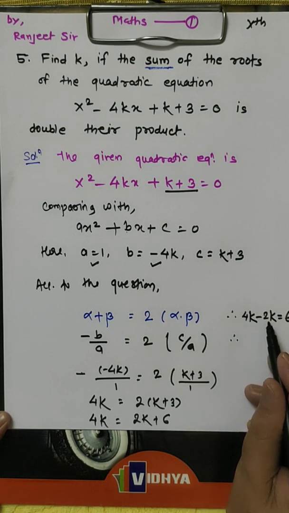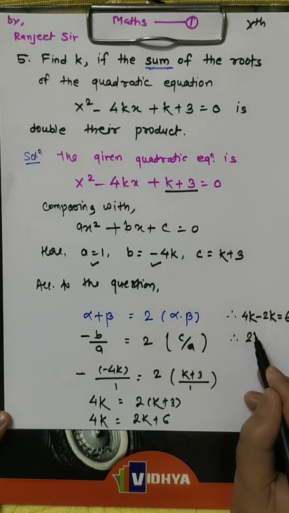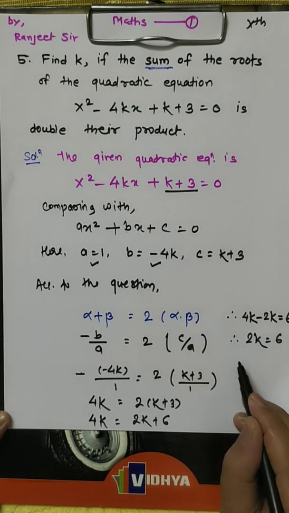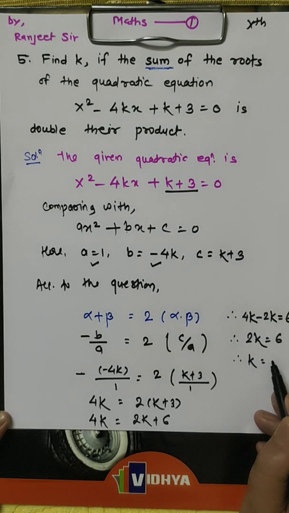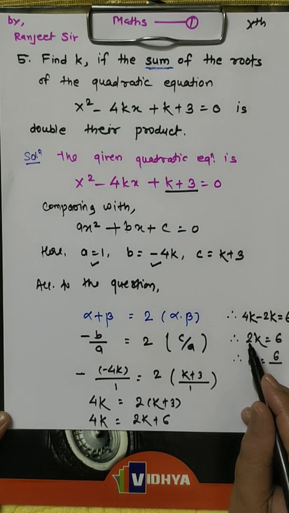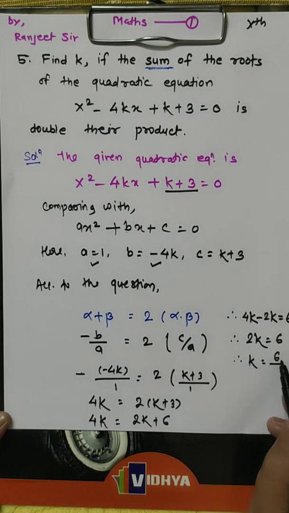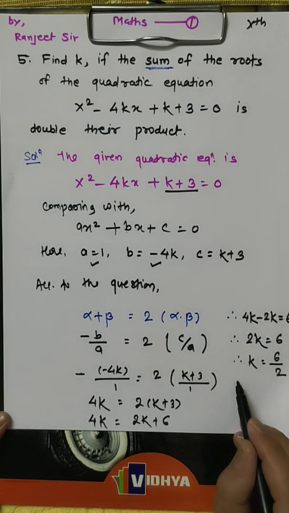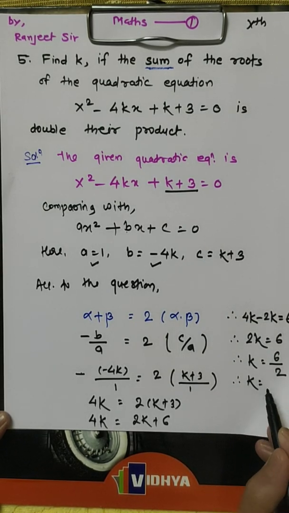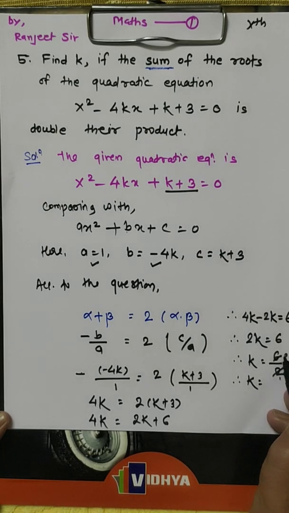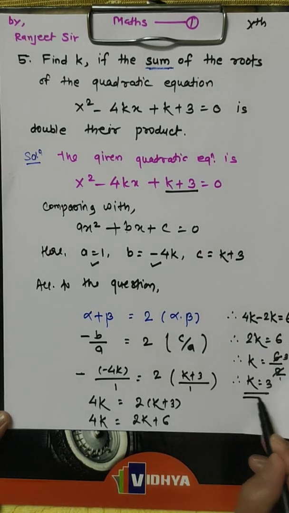Therefore students, 4k − 2k is what, students? 2k. 2k is equal to 6, and therefore students, k is equal to 6 upon 2. Okay students, therefore k is equal to 3, since 2 threes are 6. So the value of k is what, students? Sorry, the value of k is 3.